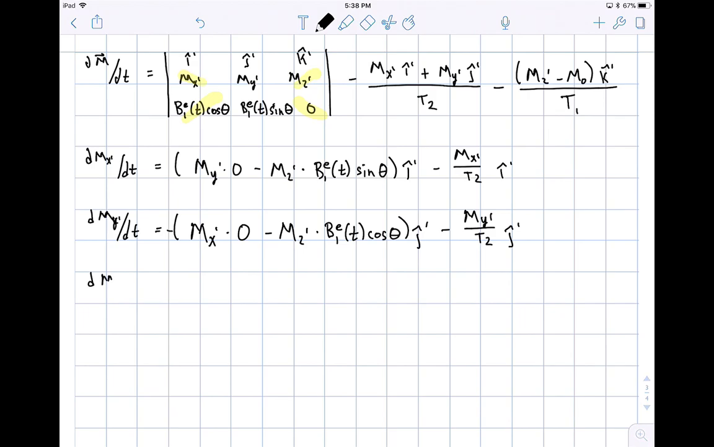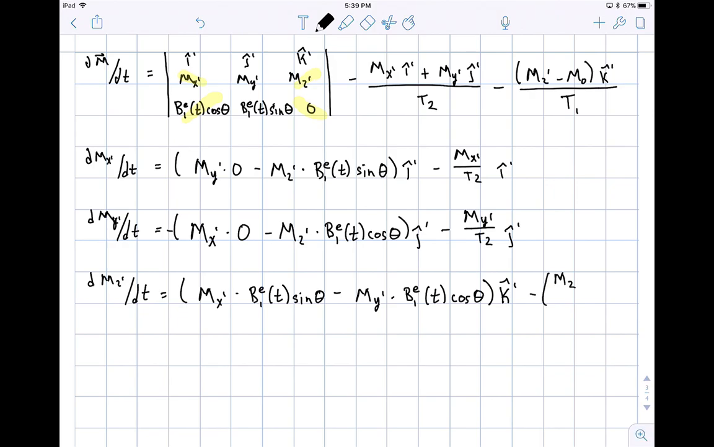Write out the last one, which is dmz prime dt. It's equal to, in this case, mx prime times our b1 envelope function again, sine theta, minus, in this case, my prime, again, times our b1 envelope function cosine theta term. That's acting on the k hat prime direction, right? And then we still have to add in that last term, which is the relaxation along the k direction, which is mz prime minus m naught, all by T1, again on the k prime direction.